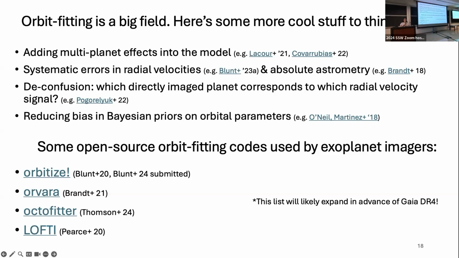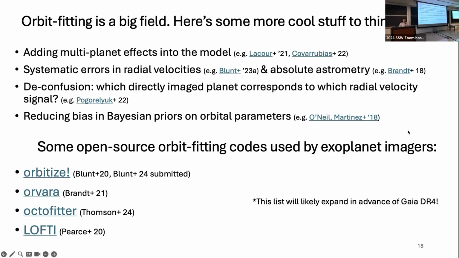And there's a lot of work in both of those fields to understand the non-Keplerian components of both of these types of measurements. Another really interesting thing to think about is deconfusion, which I think is going to become much more important in the next couple of years with the launch of Roman. So this is the idea that if you have radial velocity measurements of a system with multiple planets in it, how do you know which radial velocity signal corresponds to which dot of light you see when you point your telescope at it for the first time?